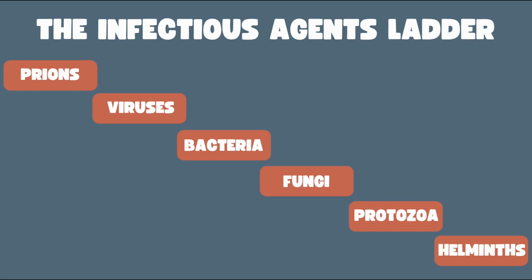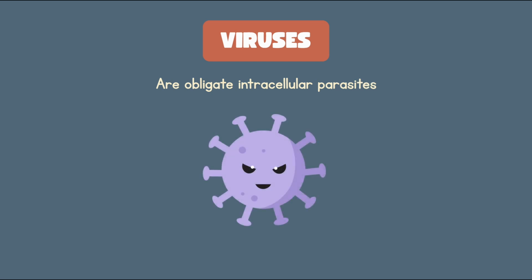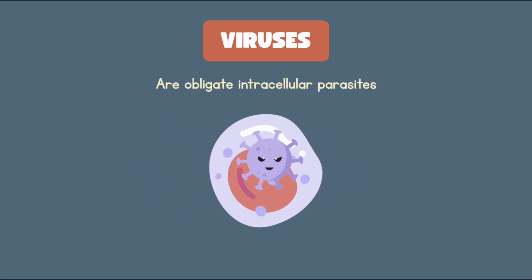Now that we're done with prions, let's have a look at viruses. Viruses are obligate intracellular parasites, and this means that viruses cannot live or reproduce on their own. Instead, they must enter a host cell and use the cell's machinery in order to replicate.